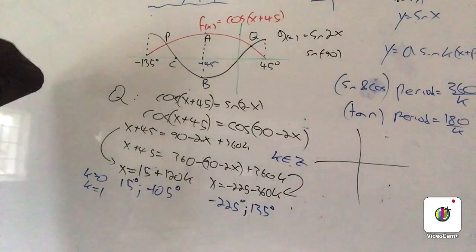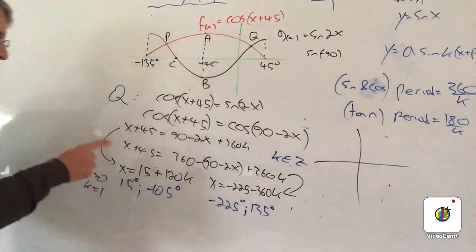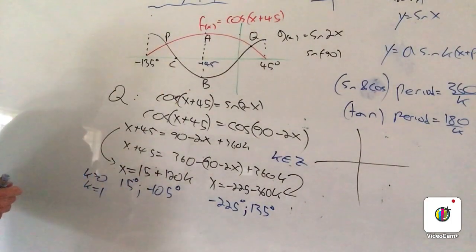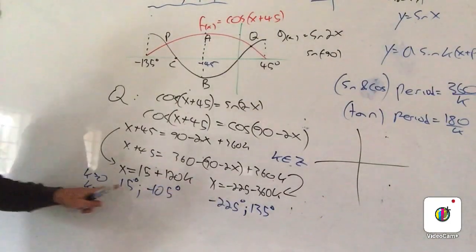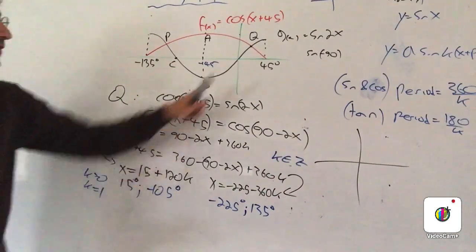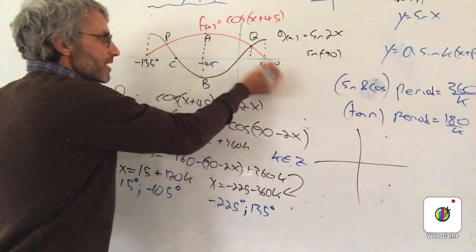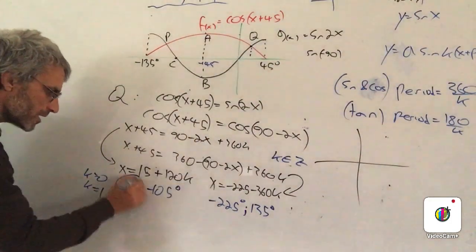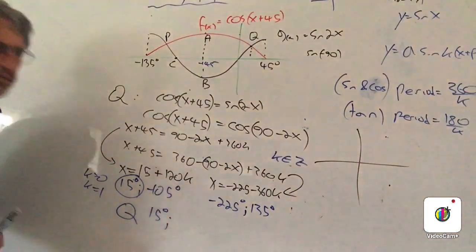Now the question is, when I look at Q, which one is the right x out of these four? There's only one possibility out of these four that Q is. Which one? Oh wait, no. It is 15. Look, that's why you've got to look. This is 45. It's between 0 and 45. That's the only one. So for Q, we're going to have 15 degrees.